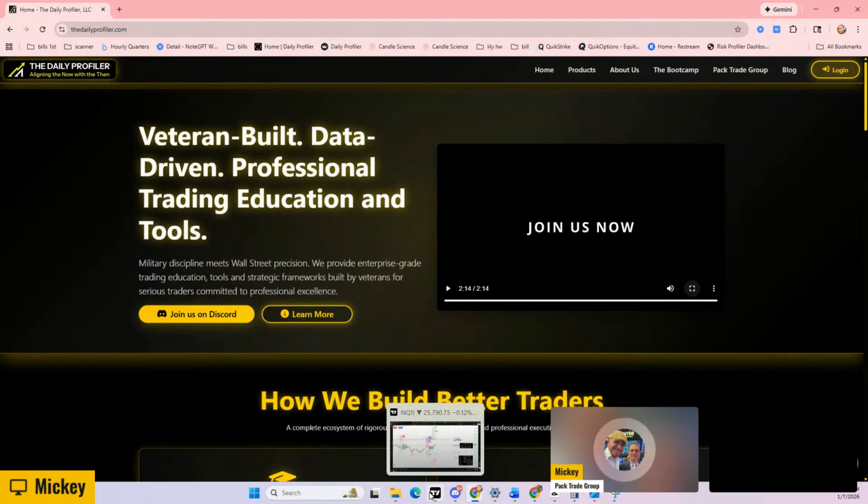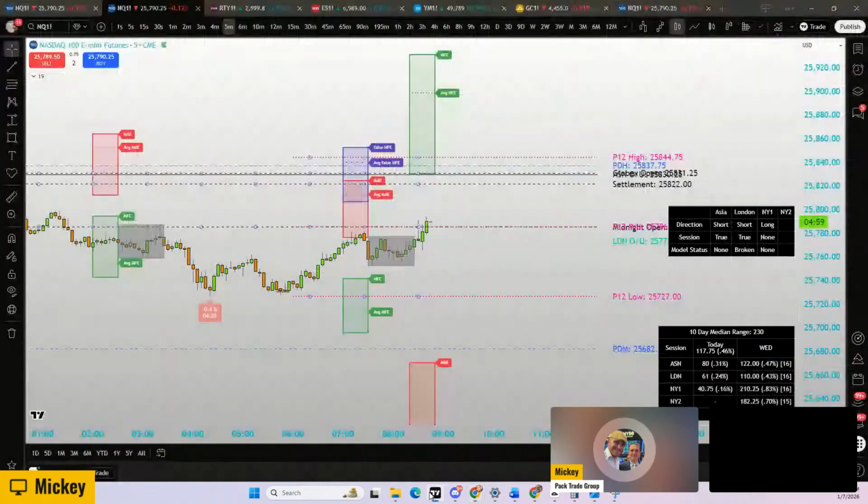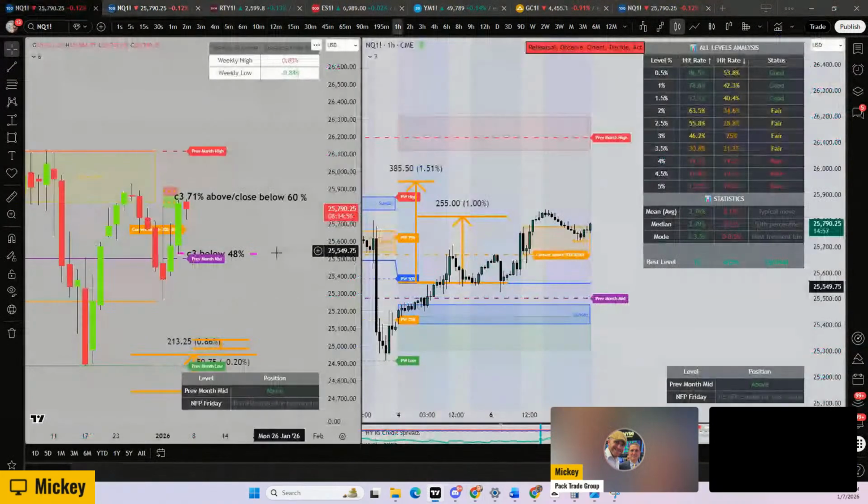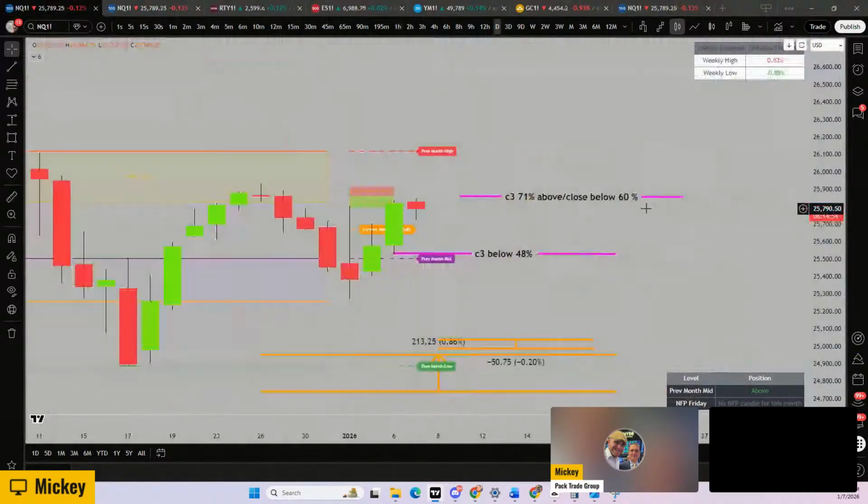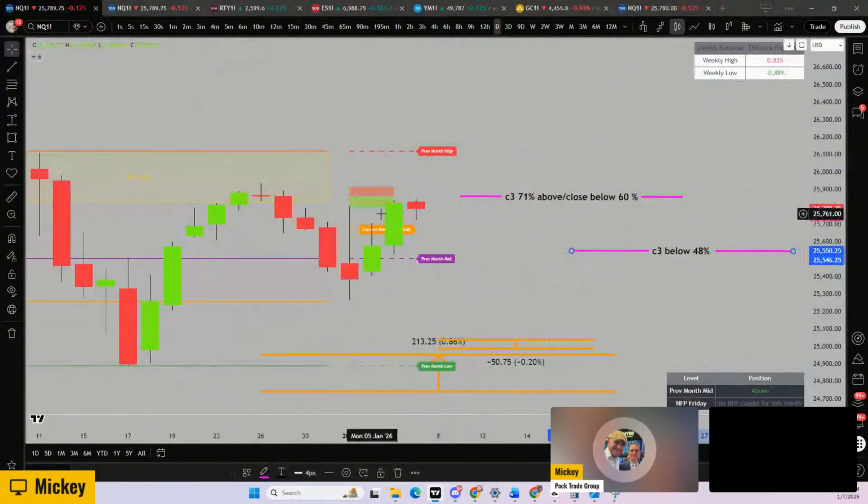This is my wargaming for 1/7, and let's get after it. All right, starting on the daily candle. We are above previous month 50, waiting on NFP Friday this Friday. So we're going to start with candle science, taking what we did on Monday and Tuesday, and giving us the probabilities of the open, high, low, close of today.